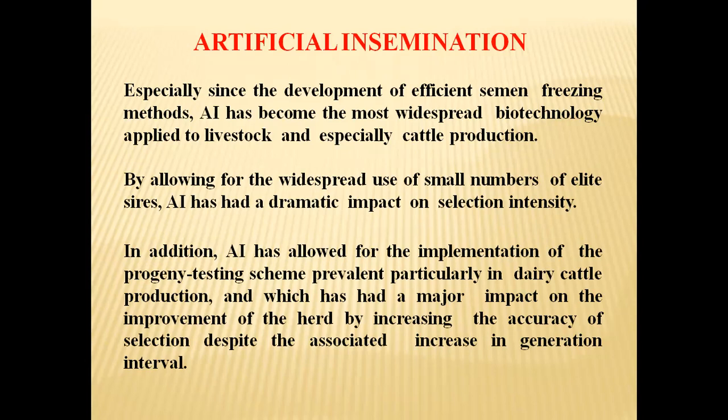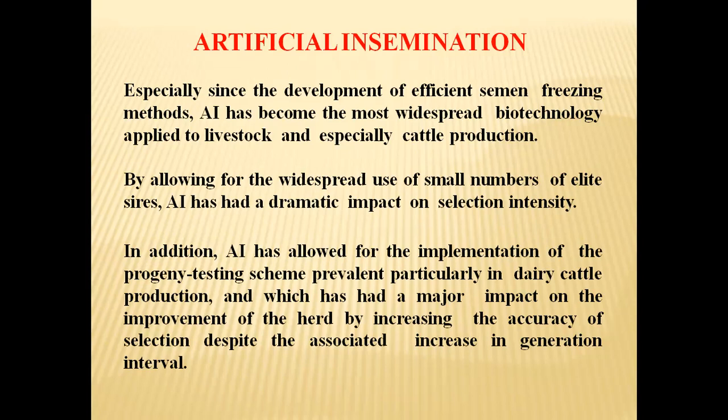By allowing for the widespread use of a small number of elite sires, so very good quality sires, especially bulls, which are very few in number, we can use the best quality semen from these elite sires or best quality bulls. So artificial insemination has a better impact on the selection intensity.